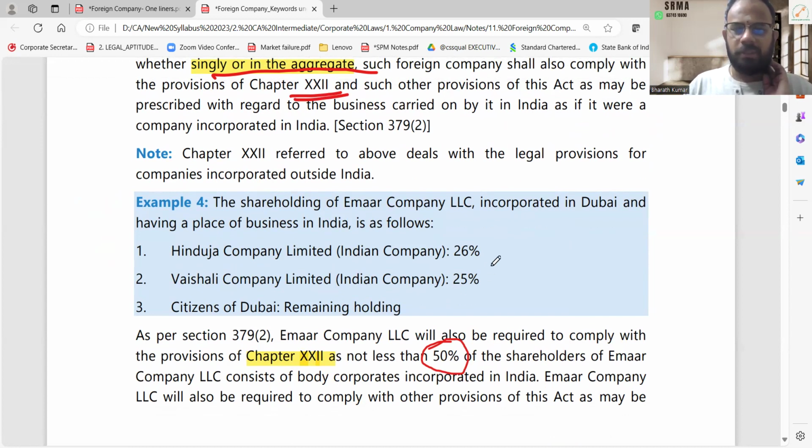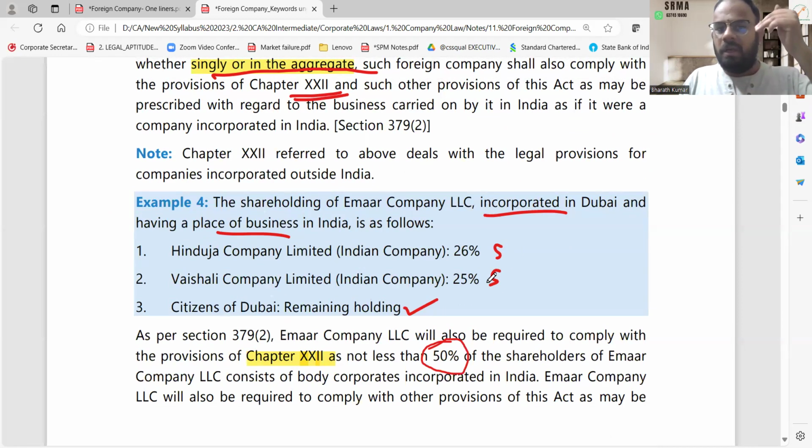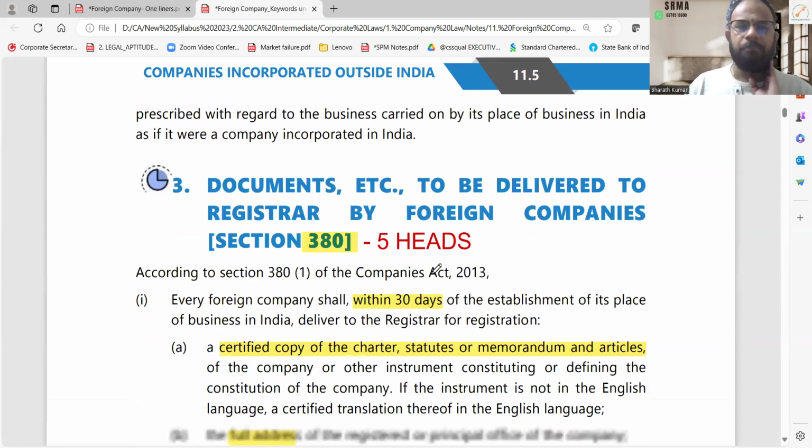Okay. I don't bother about this remaining holding, because they are saying incorporated in Dubai, place of business in India means any company, because these people are all subsidiaries. So these people are indirectly connected with this, because the MR company LLC is going to be a foreign company: incorporated in Dubai, place of business in India. That's all. Both conditions should be satisfied. Activities also. Yes, that's all.